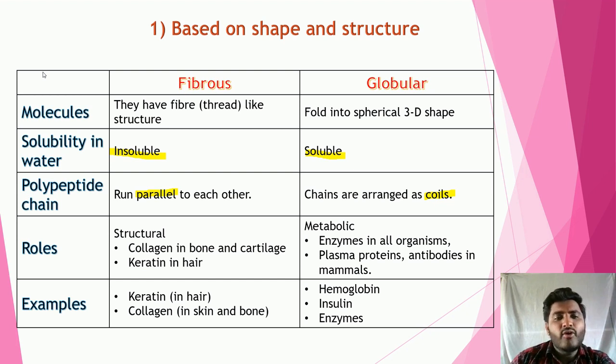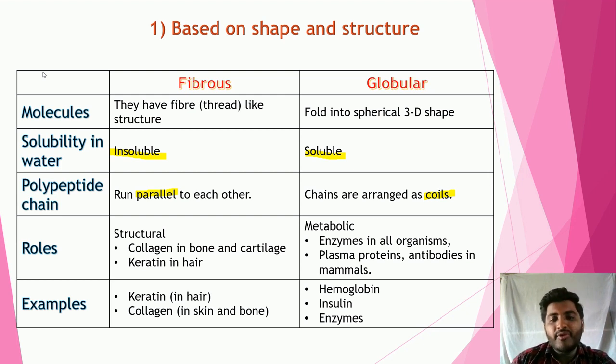Next, what is the role of fibrous protein? Usually fibrous protein helps in structural determination. For example, collagen in bone and cartilage. In bone, collagen is a fibrous protein that helps to increase the calcium content of the bone. And in hair we have keratin, a fibrous protein. Keratin is also an example for fibrous protein, present in hair.